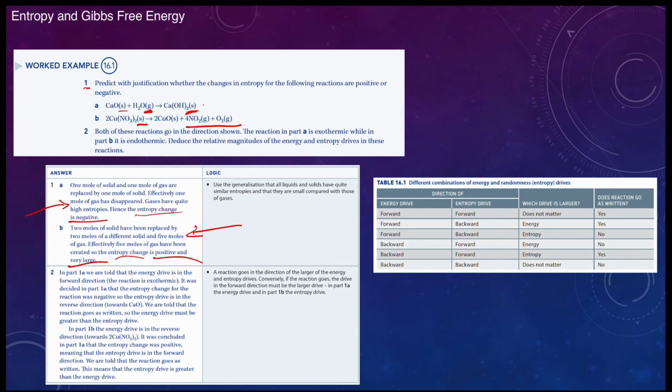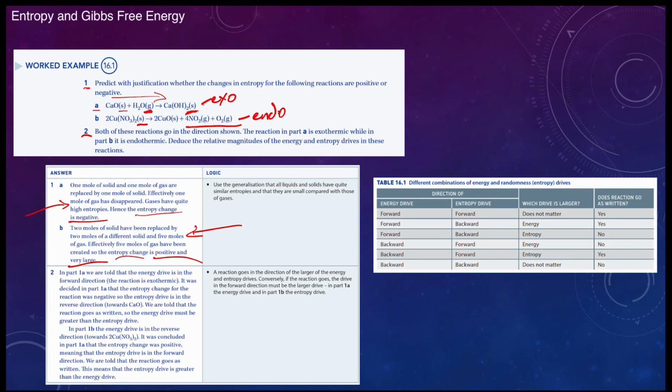Okay, so question 2: both these reactions go in the direction shown. The reaction in part A is exothermic, while in part B it's endothermic. So this one up here is exo, and this reaction is endothermic. Deduce the relative magnitudes of the energy and entropy drives in these reactions. So if we look at A here, if this is an exo, we would have an energy drive from left to right. So we'd have a reduction in the energy.